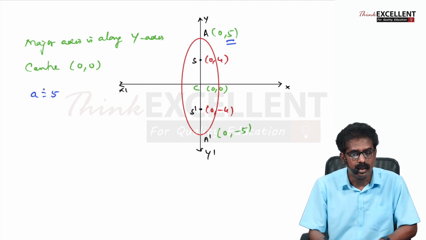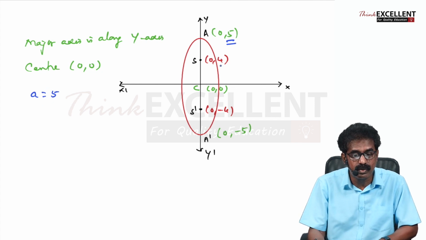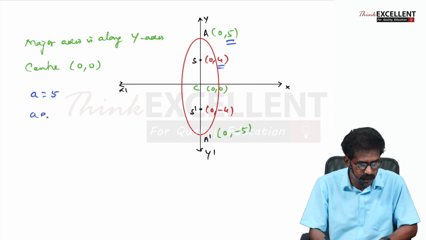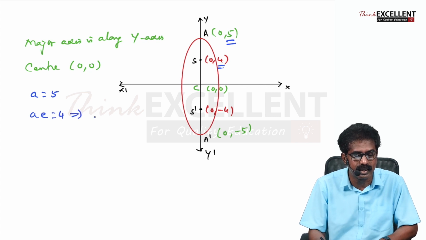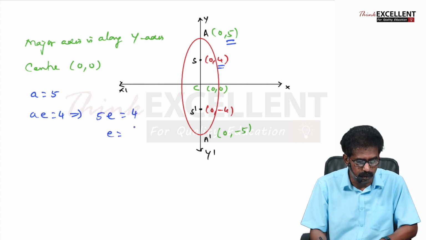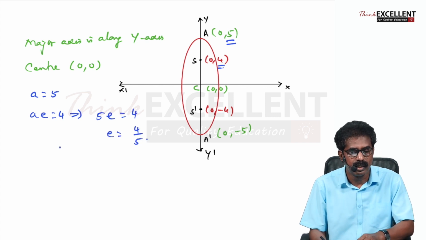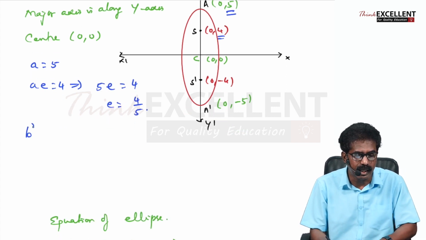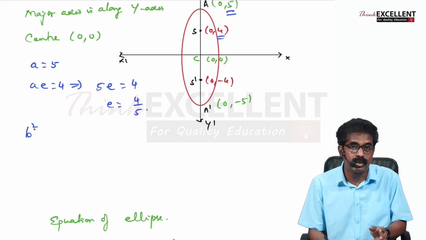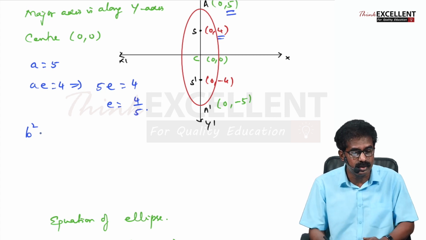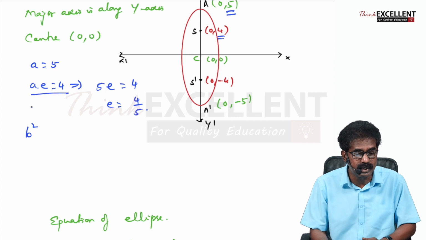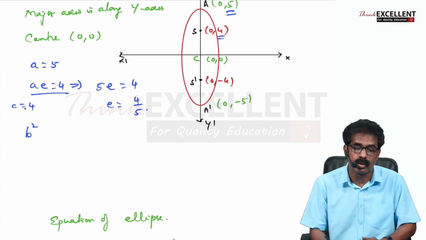Now, AE value is what? 4. So AE is equal to 4. So you can find the eccentricity. A value 5, 5E equal to 4. So E equal to 4 by 5. Now you can find B square. Either use the formula B square is equal to A square minus C square. That also you can use, because AE equal to 4 means C equal to 4. You can do it like that.